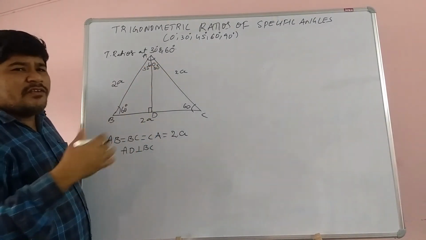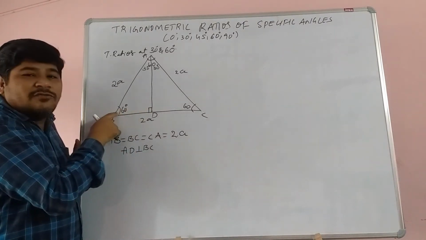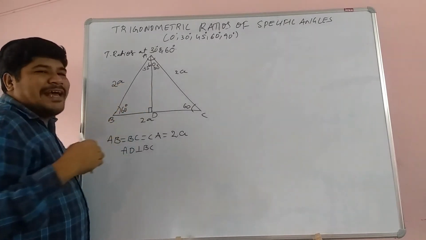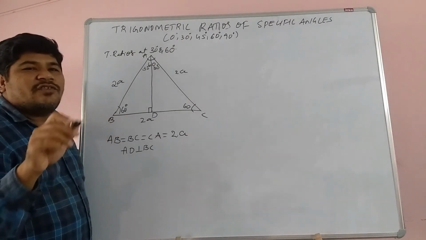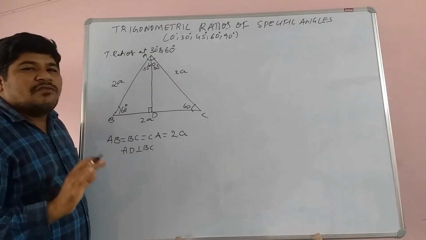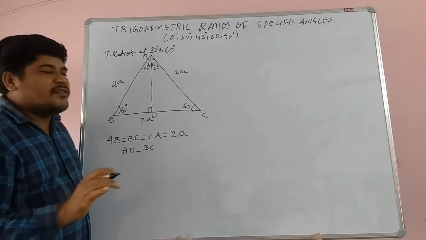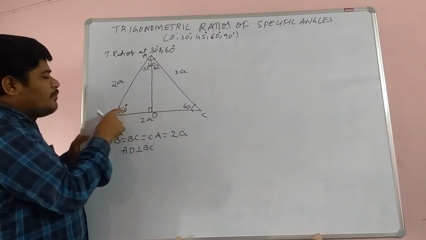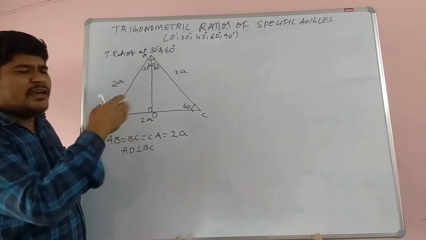In another way also you can find it. Perpendicular means how many degrees? 90. 90 plus 60 is what? 150. So use the angle sum property of a triangle. The sum of the interior angles of a triangle is 180 degrees. So 90 plus 60 is 150, and 150 plus 30 is 180. Okay. So in either way you can get it.